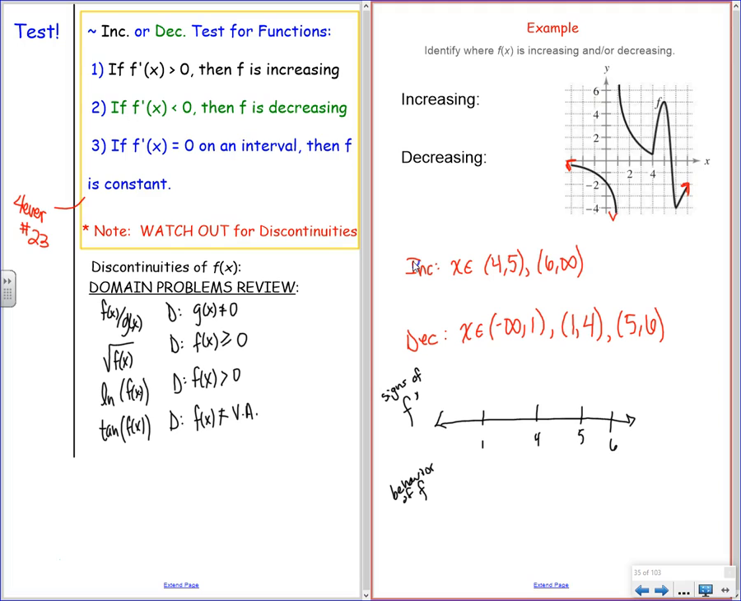Critical numbers. Critical numbers, wait, that would be 4. That'd be a DNE, right? So that's a crit number. And that's technically a DNE.